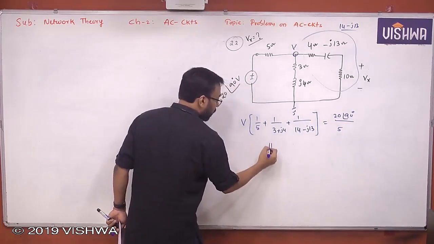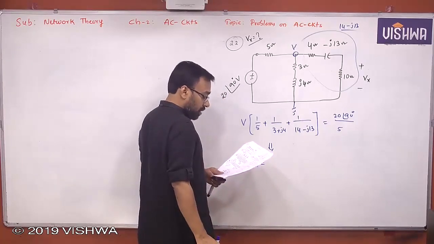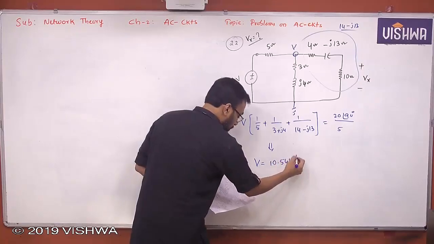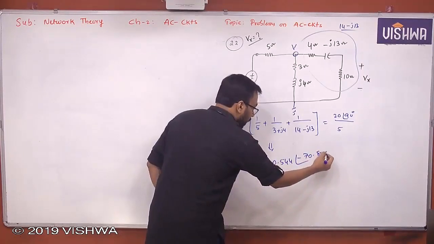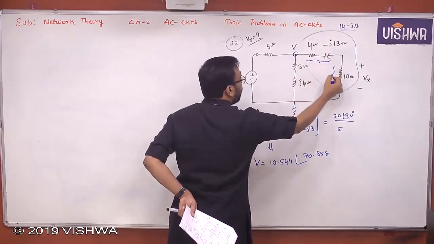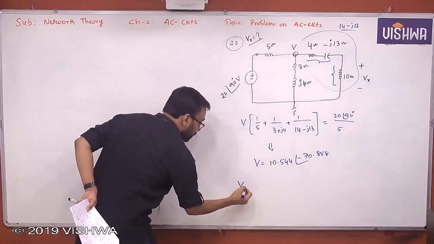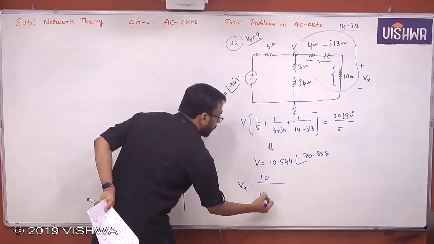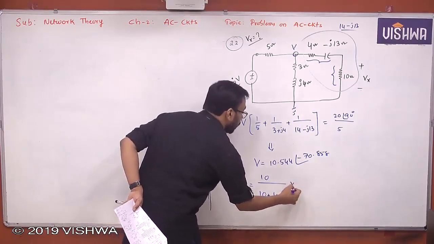From this you find the V value. I give you the answer directly, but you need to calculate it. That value is 10.544 at an angle of minus 70.858. So once you know this V value, can't you divide the voltage again, treating this as Z1 and this as Z2? So what is Vx then? Vx is nothing but Z2 by, that means 10 by 10 plus 4 minus j13, into V value.